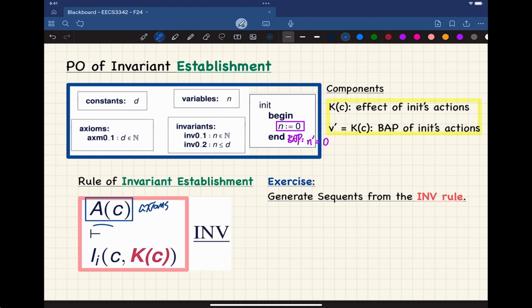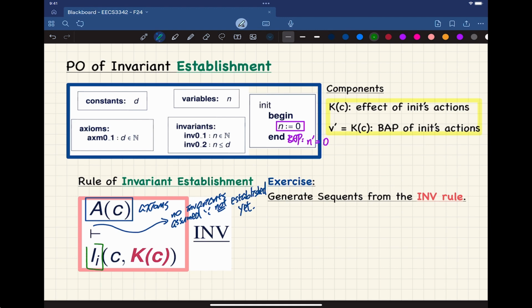And then you may also want to make a note over here: no invariants to assume, because they simply have not been established yet. The very purpose of the init event is to establish the invariants. So that's why there's no invariant to assume to begin with. Not established yet.